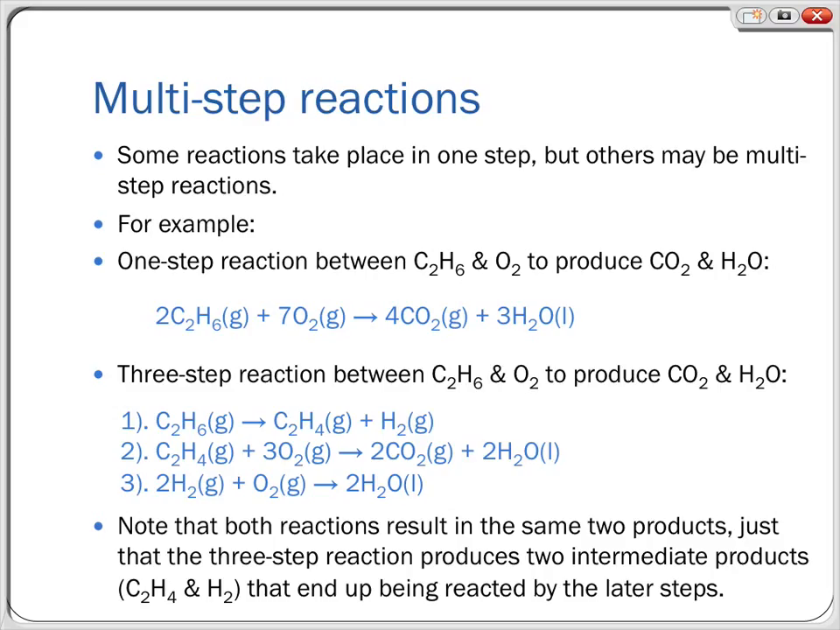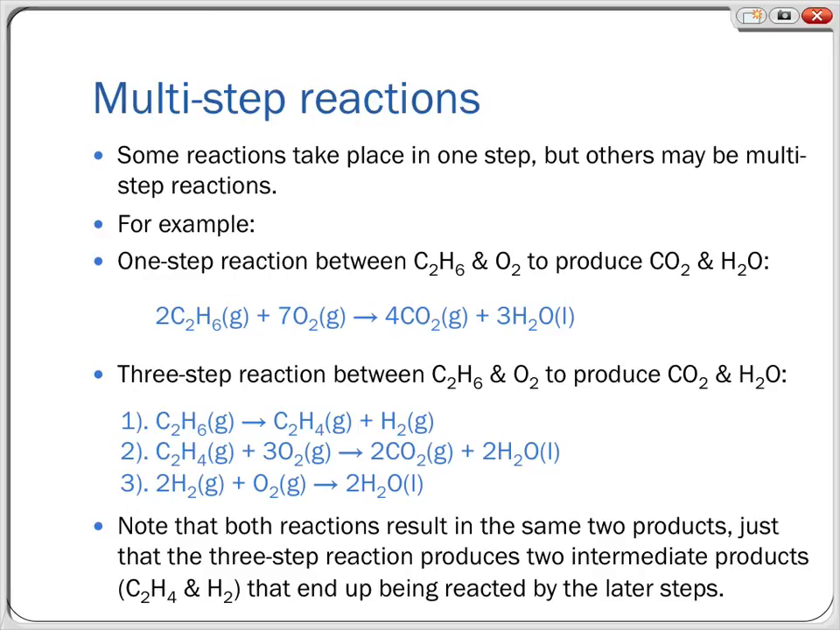So far this year, all the chemical reactions we've looked at have been one-step chemical reactions, where they've gone from two or three or maybe one reactant into one or two or three or however many products. But it is possible for chemical reactions to be multi-step.